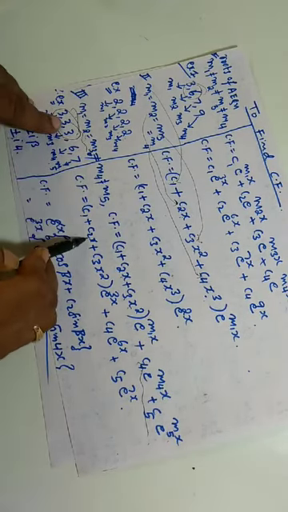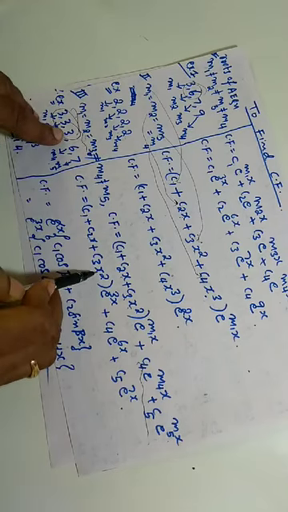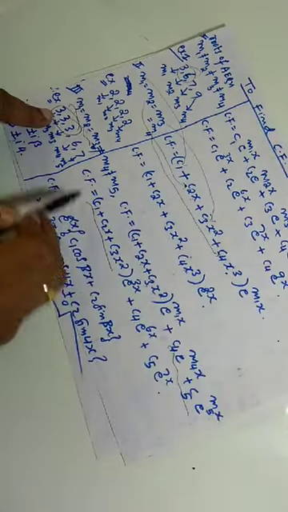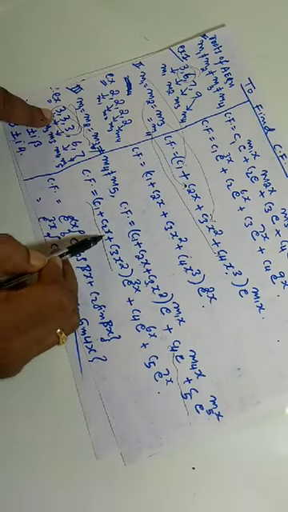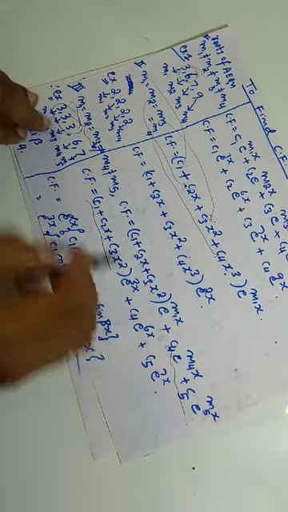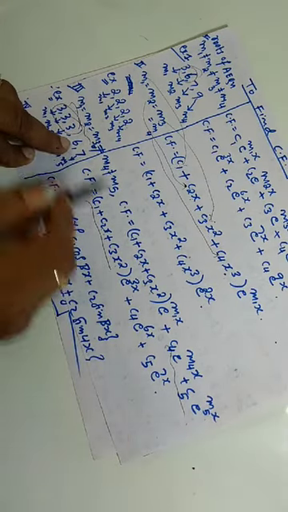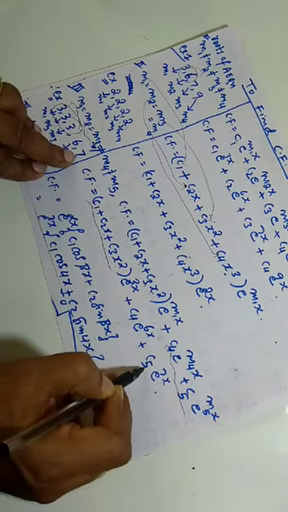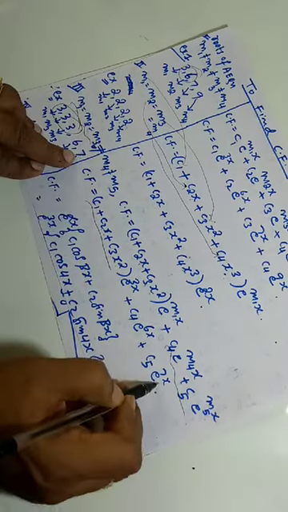For the second root, C2x. For the third root, C3x squared. These are repeated, so repeated 3 times. Therefore, C1 plus C2x plus C3x squared, e to the power 3x. Next, these roots are different, 6 and 7. Therefore, C4 into e to the power 6x plus C5 into e to the power 7x.